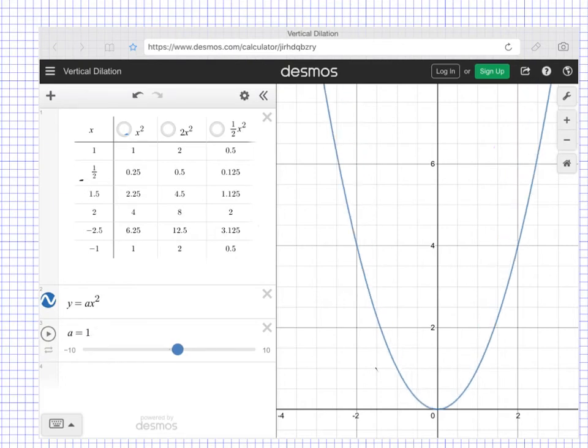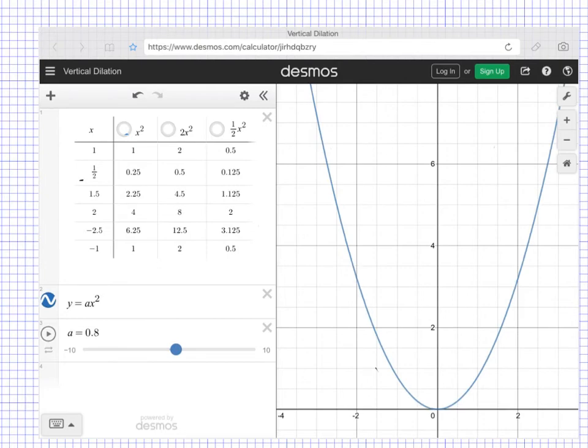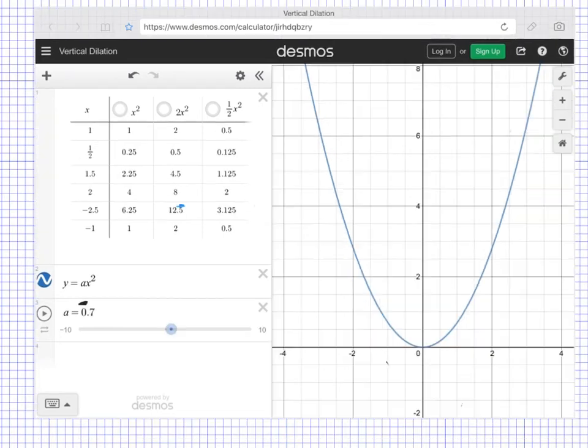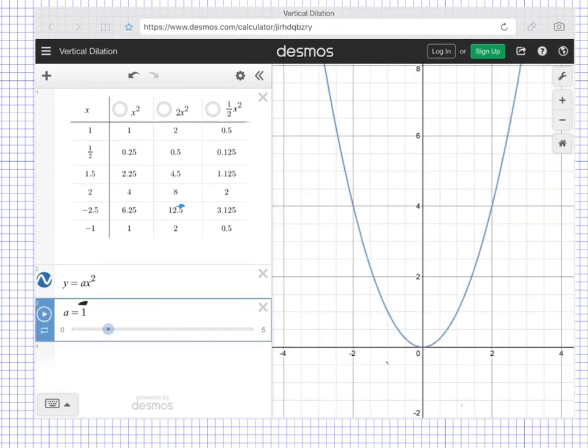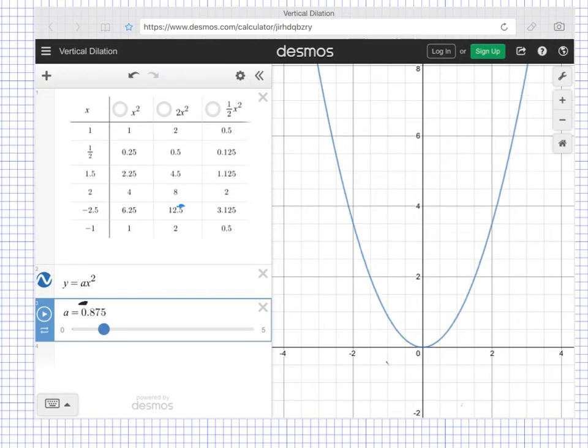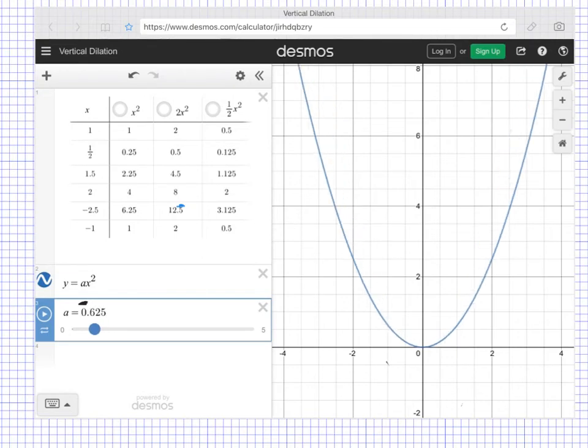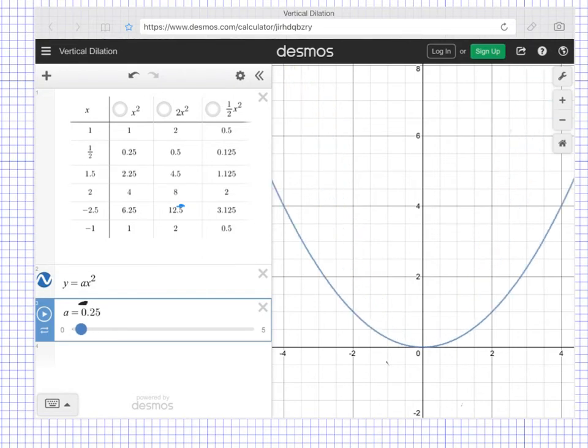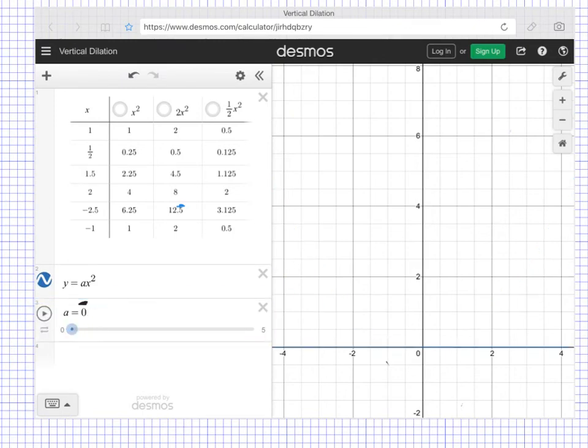Then when I go into fractions, you can see that it gets fatter. All right, so there's A equals 1. Now as I come back down into the fractions, you can see that it gets wider or fatter. When I hit 0, it will be a straight line because 0 times x squared is just 0, so therefore there's no parabola.